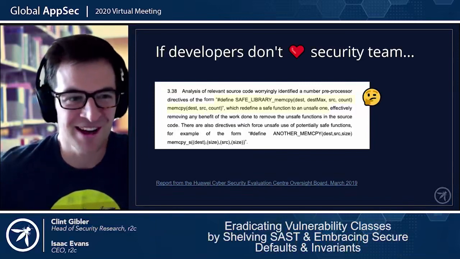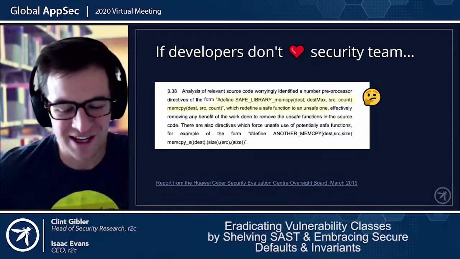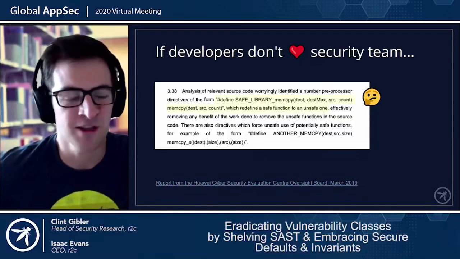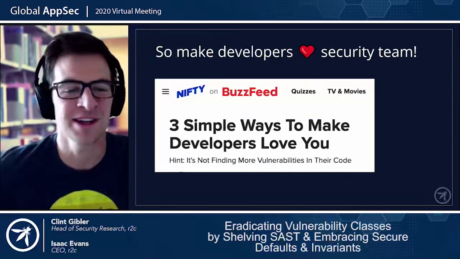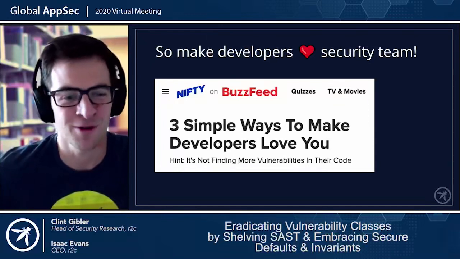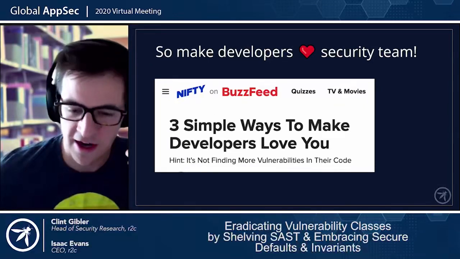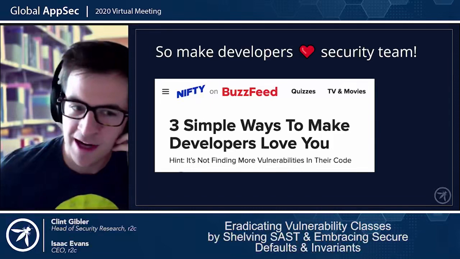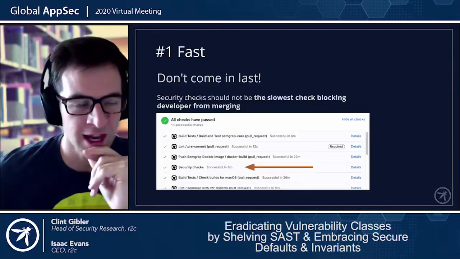So the real takeaway here is that all this great vulnerability-eradicating static analysis tooling doesn't matter if we don't consider the psychology of the developer. So what we need is three simple ways to make developers love you. And hint, it's not finding more vulnerabilities in their code. I'm just going to run through, collating across all the things that I've seen, the best practices from a tool that is trying to inspect source code for vulnerability eradication.